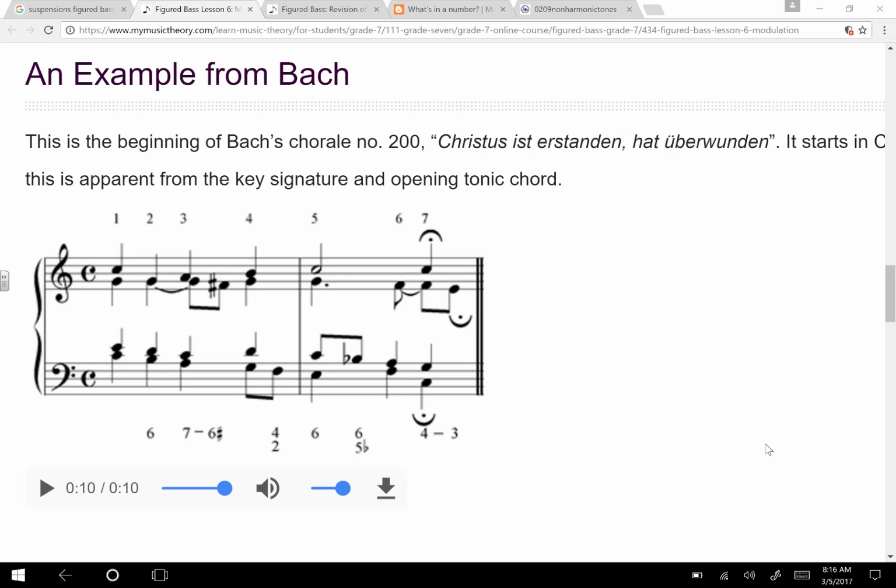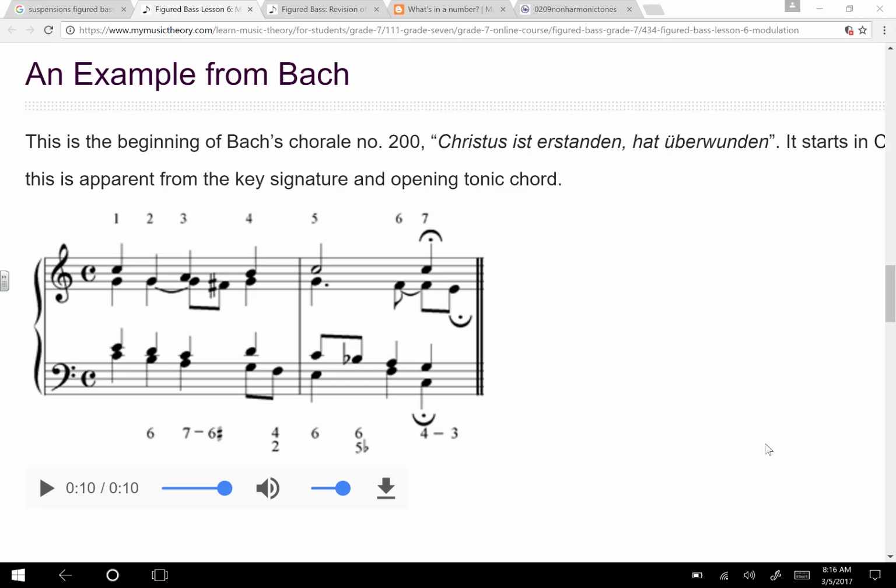So if you look carefully at chord 3, we have a 7-6 sharp suspension. That's because the bass note is an A, and a seventh above that is a G. There's where the suspension is. And that resolves to the sharp 6 above A, which happens to be F sharp.